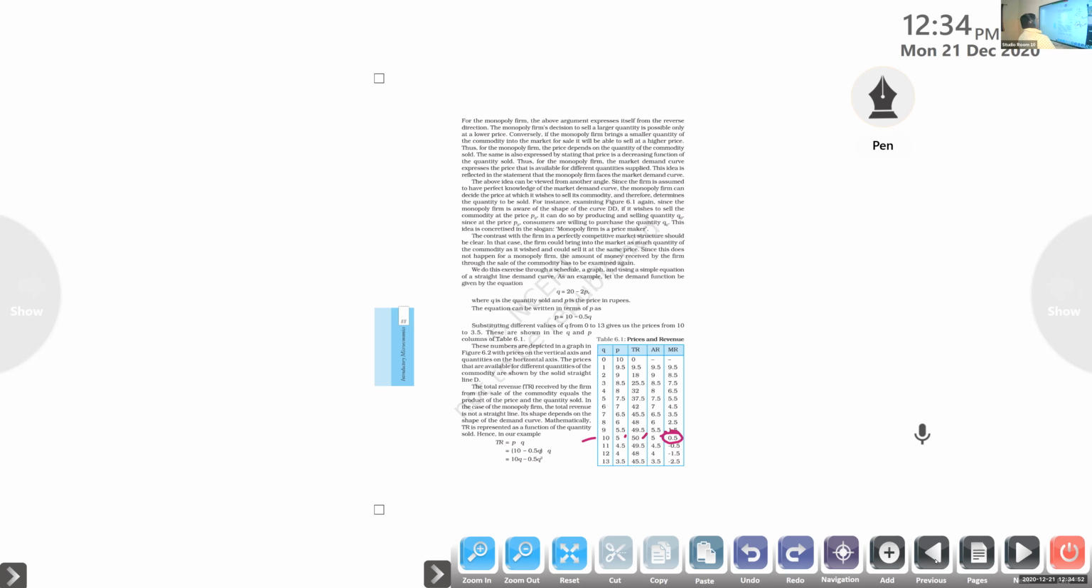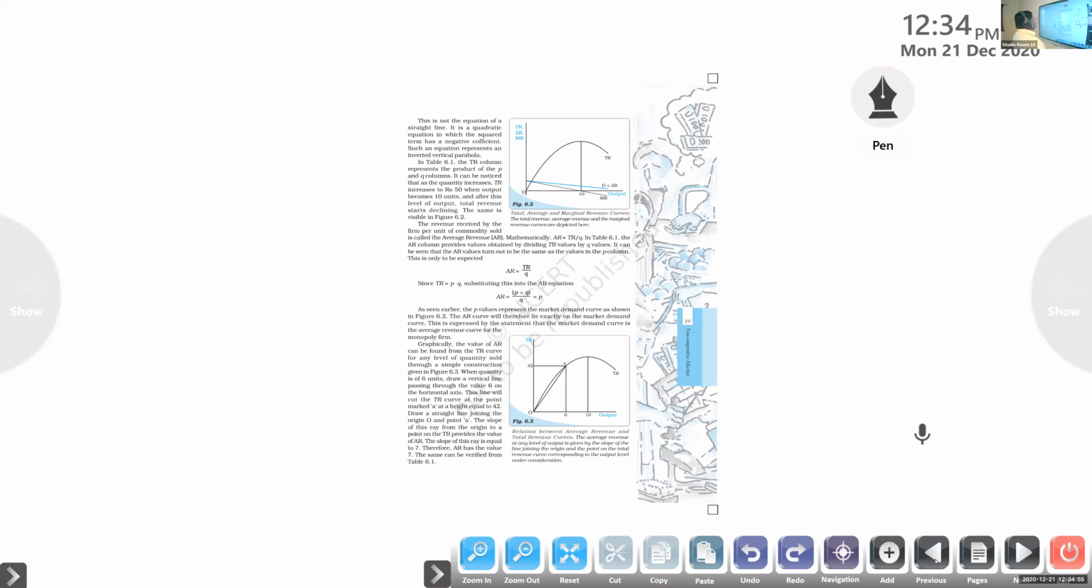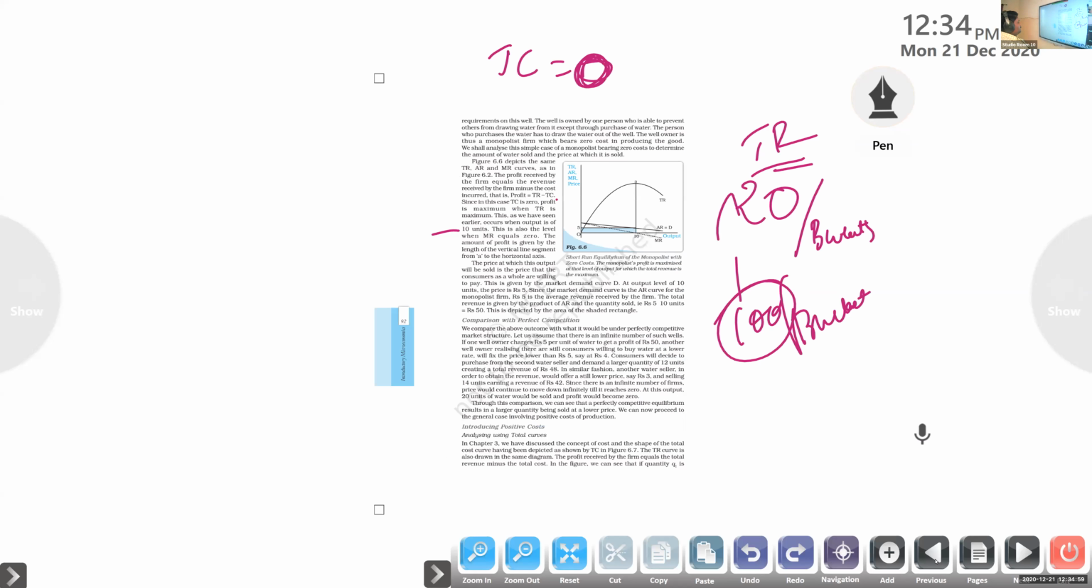Here also we want to understand the same condition. So this is also the level when MR equals 0. The amount of profit is given by the length of the vertical line segment from A to the horizontal axis 10, and this is the TR 50. In this case, MR is negative. So this dotted line is the MR line that touches 0 here. You can see it.